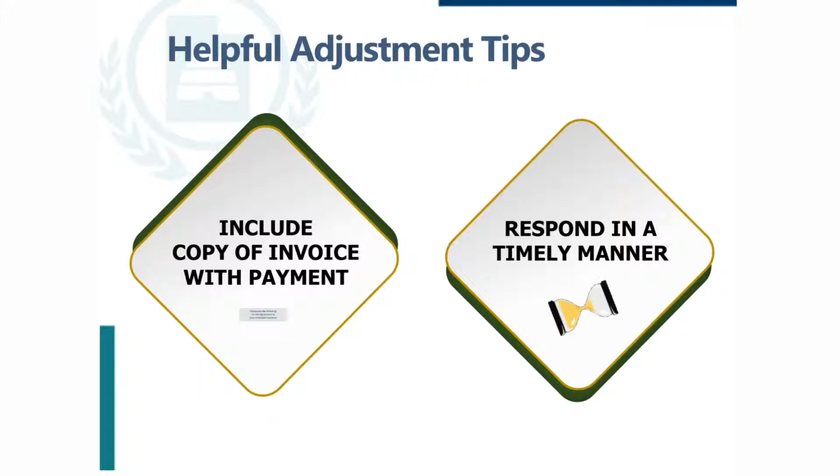Here are a couple of helpful tips when paying for an adjustment. At this time, we can only accept checks for adjustment payments. Please make certain to include a copy of the invoice with your check. Additionally, please respond in a timely manner to our invoices. We typically allow 30 days for payment on a first invoice. Each subsequent invoice will include an update on the interest due. If payment is not made after 3 attempts, the matter will be escalated to management for collection.